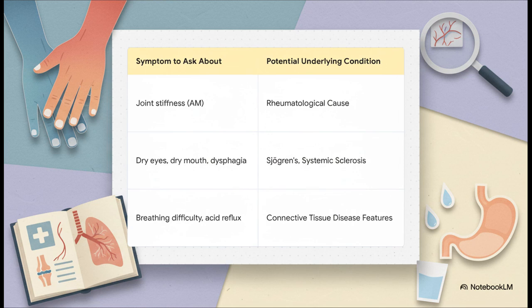If they mention morning joint stiffness, you're thinking rheumatological. Dry eyes and mouth? That could be Sjogren's or systemic sclerosis. And things like trouble breathing or acid reflux can be features of broader connective tissue diseases. It's all about being systematic with your questions.